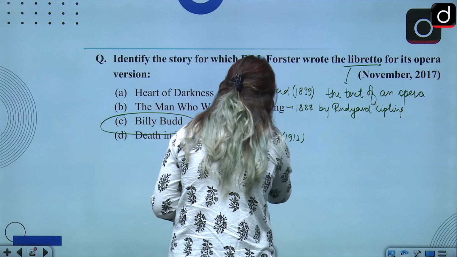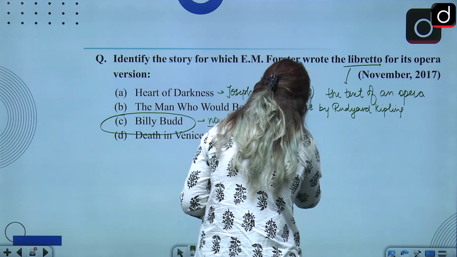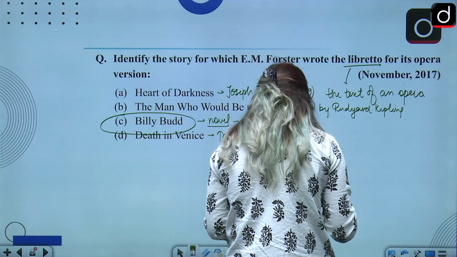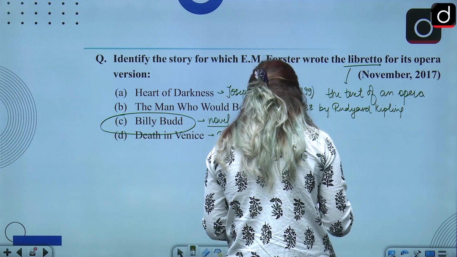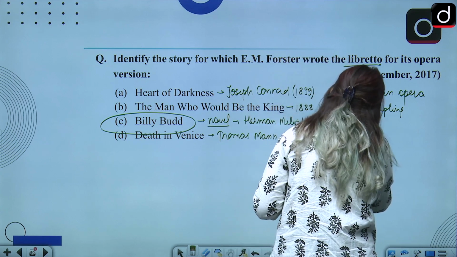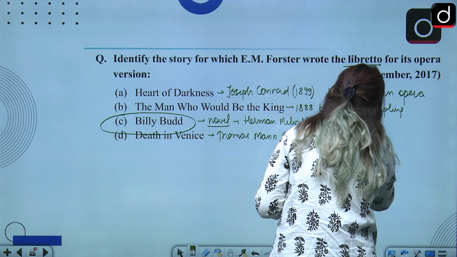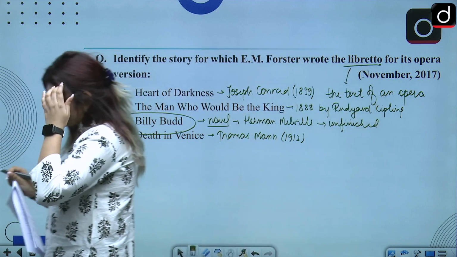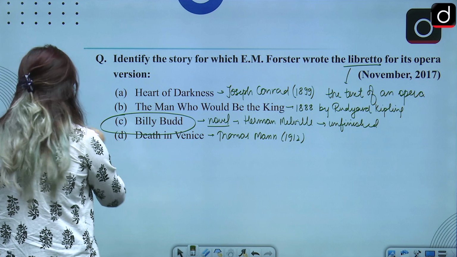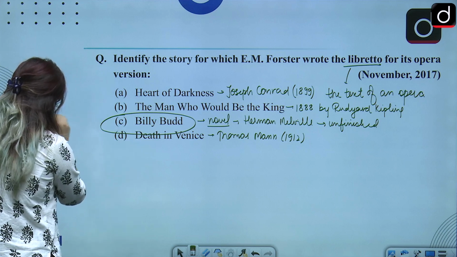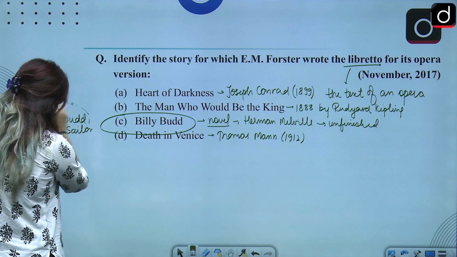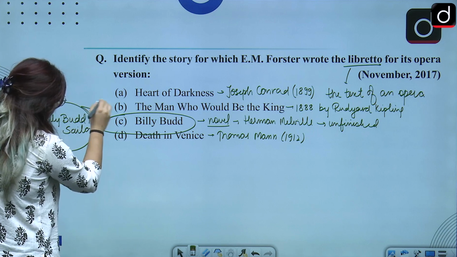अच्छा, Billy Budd जो था, Billy Budd opera version में, वैसे ये किसका novel था? It was a novel by Herman Melville. Herman Melville, Billy Budd, Herman Melville. Unfinished work था ये, this was an unfinished work, right? The full title was Billy Budd, Sailor. This was the full title.